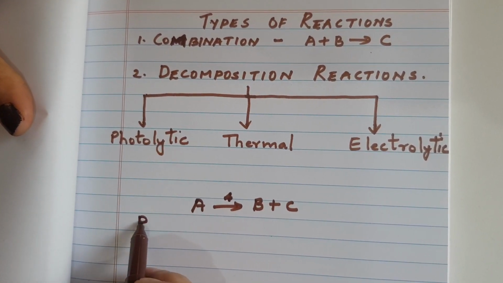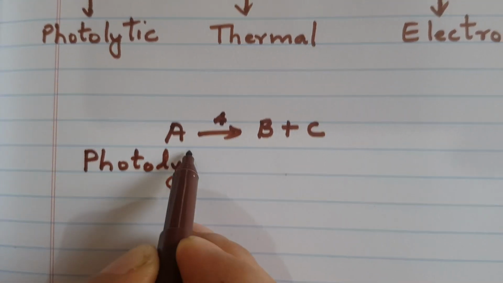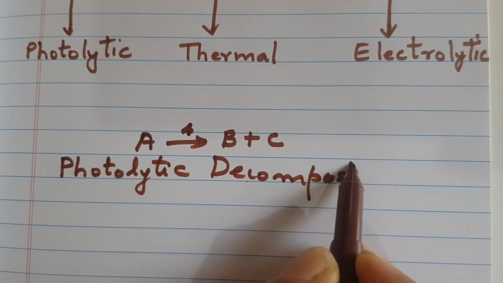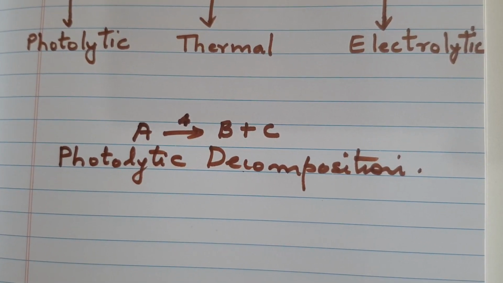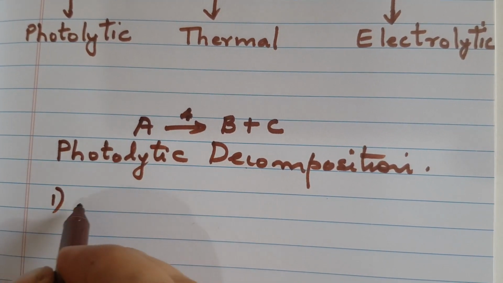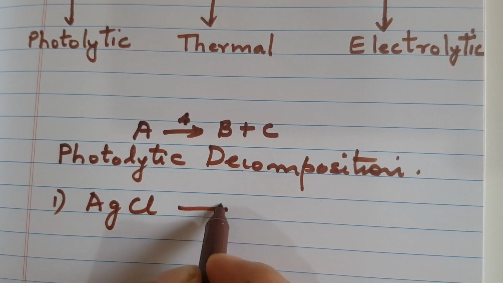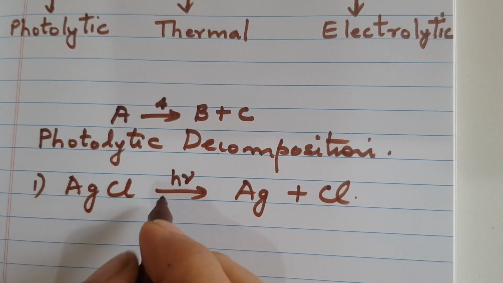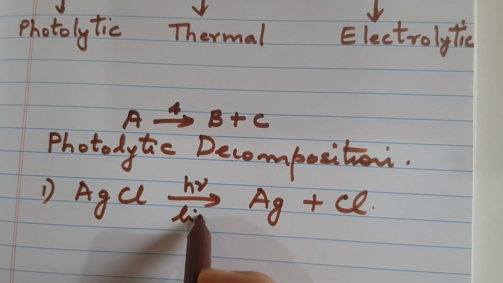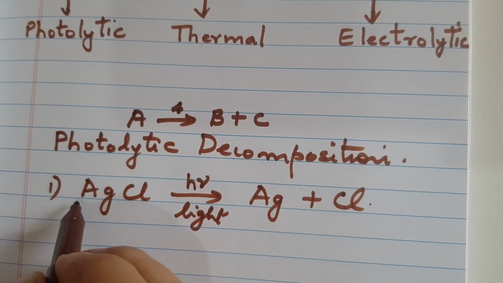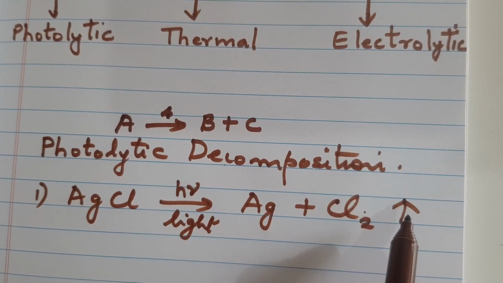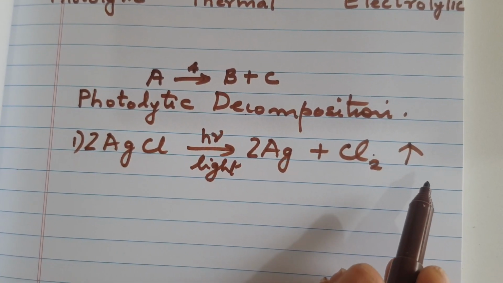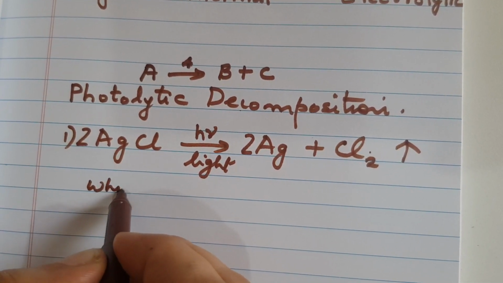Now let's first discuss photolytic decomposition. In the presence of light, you write light or H nu. This chlorine is a gas, it is liberated. Two chlorine atoms, so I have put a 2 here and I can put a 2 here, so it is balanced now. Silver chloride is a white powder.